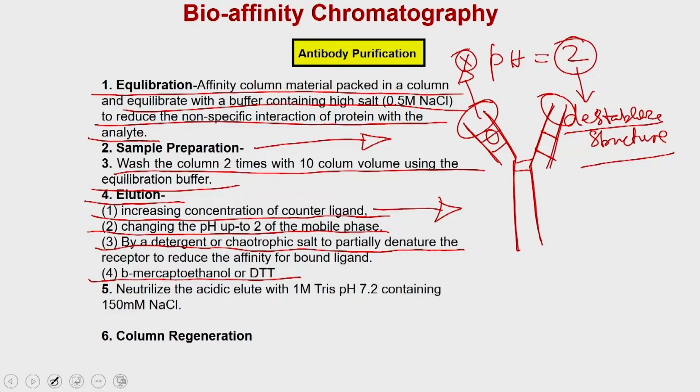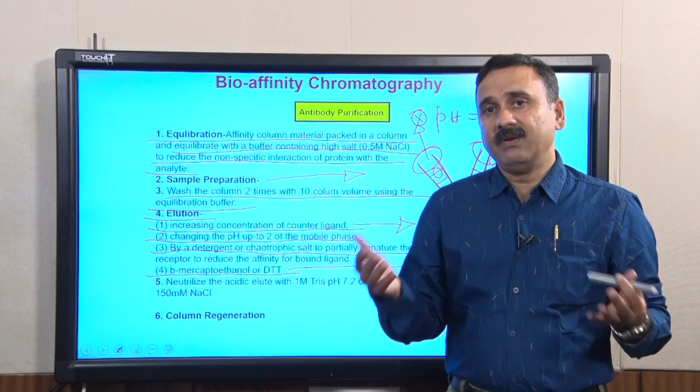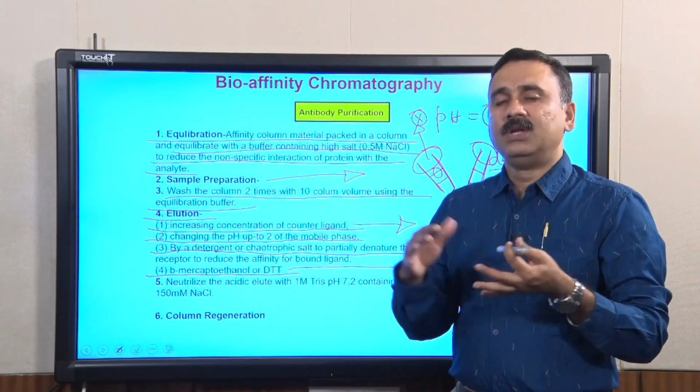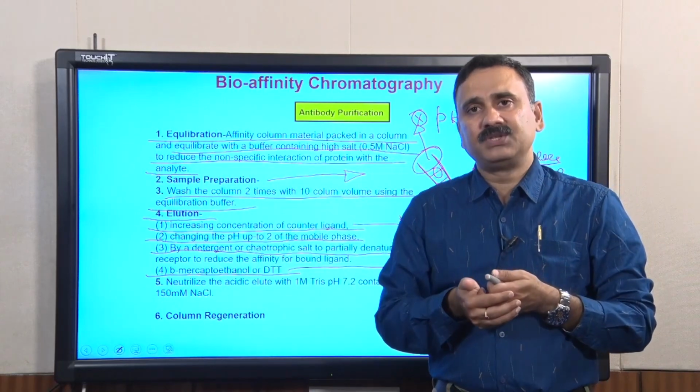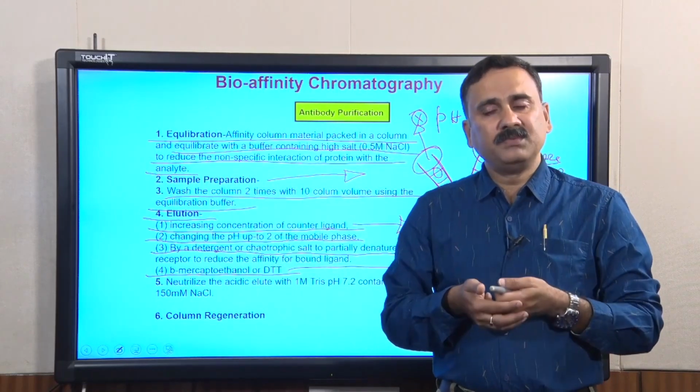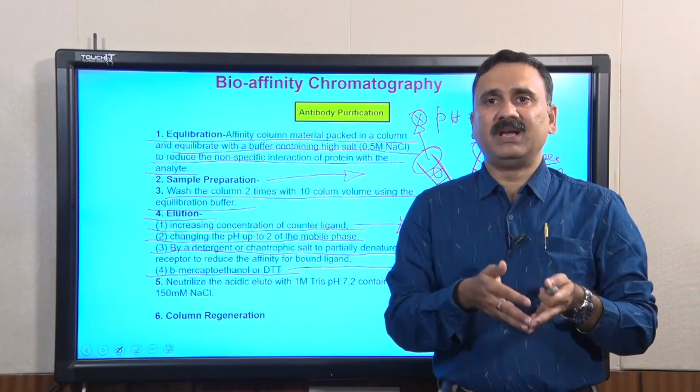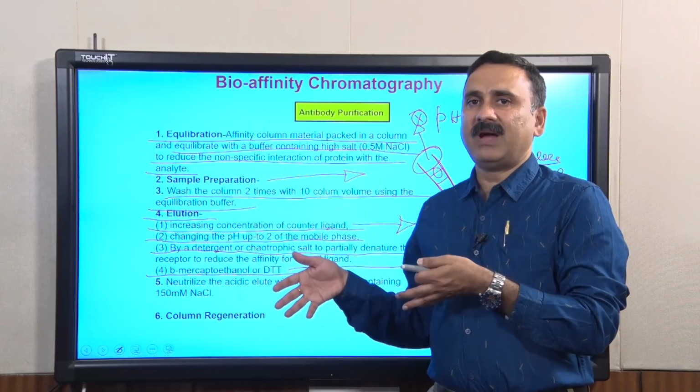Once you elute the antibody using this, you have to neutralize the DTT or beta mercaptoethanol present in the solution. Either you do dialysis or you add an oxidizing agent, so that the disulfide linkages which were broken by the beta mercaptoethanol or the DTT are reformed, and once they are reformed, your antibody is going to be renatured, and that is how the antibody is going to be available for other downstream applications.